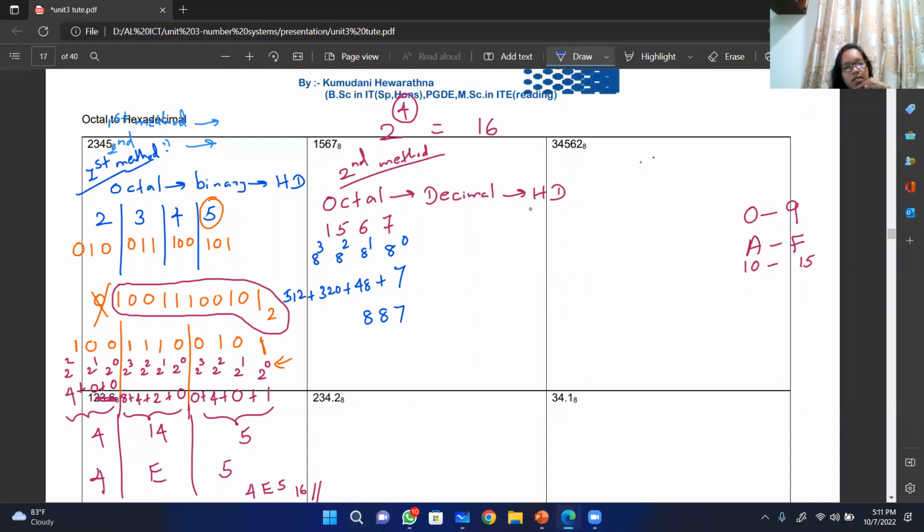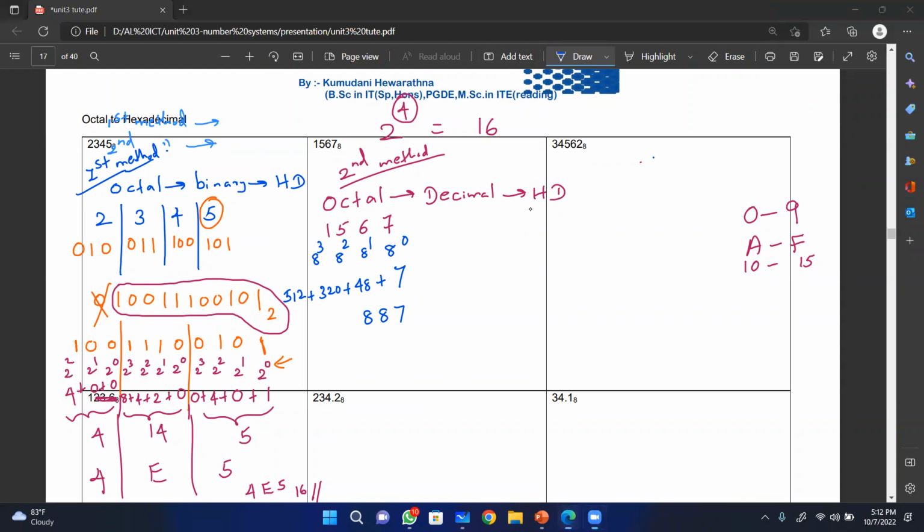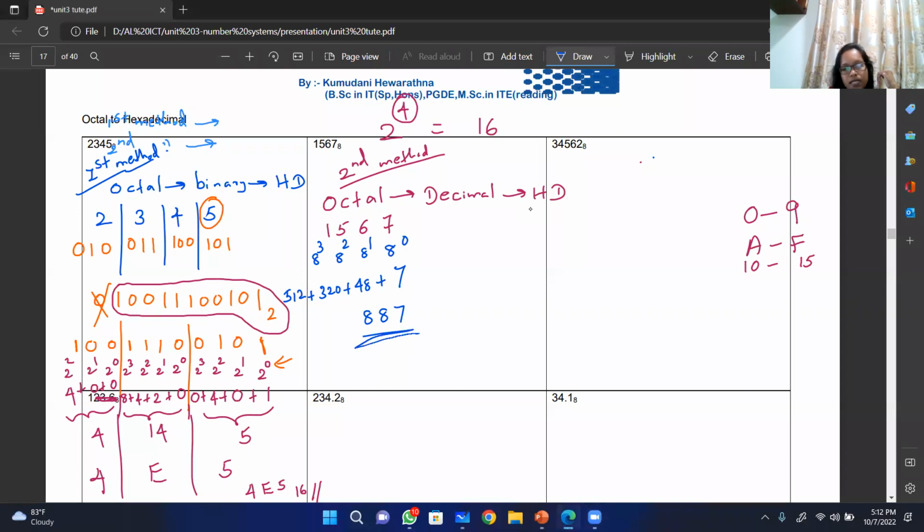Anyone who got this answer? 887? Yes, teacher. Right. Now this is in decimal.